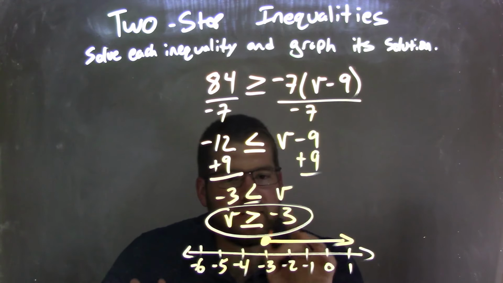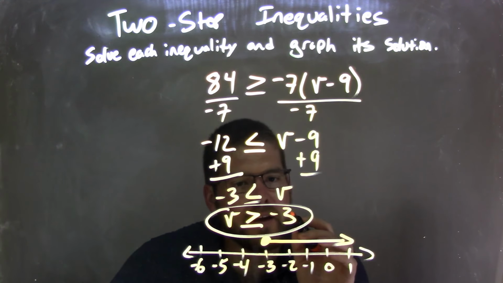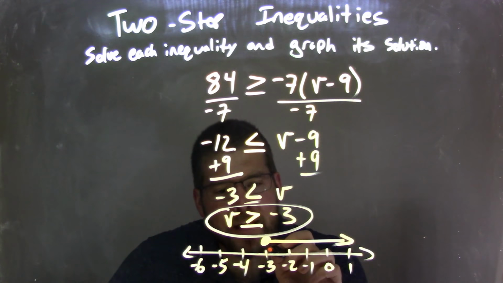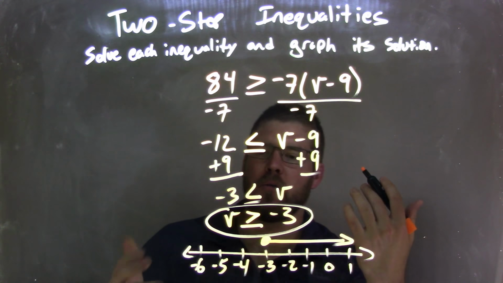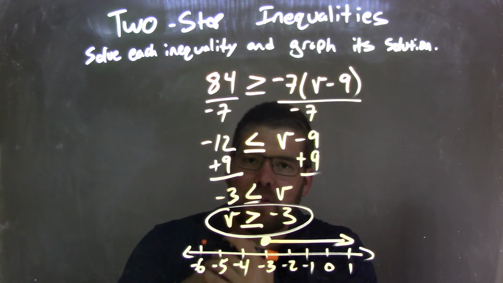What that says is that all of this graph to the right is what b can be, and b is greater than negative 3, as well as can equal negative 3 because of the closed circle. So our graph now matches the final answer, which is b is greater than or equal to negative 3.